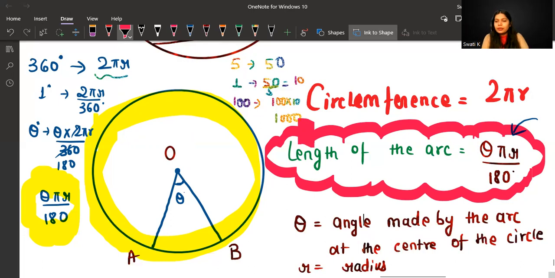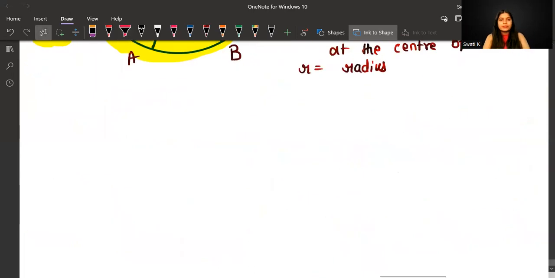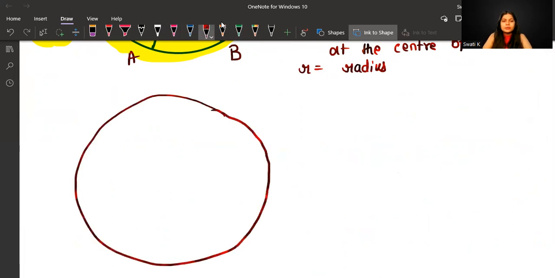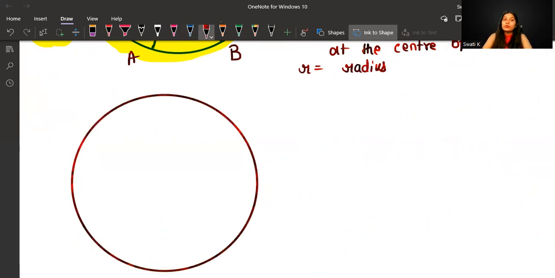So we have the length of the arc formula. Make sure you write it. You have the proof as well. Now, can I find out the area of the arc? Of course not. What is area? Area is the space occupied by a closed shape, right? But arc is not a closed shape. It is an open shape. In fact, it is just a curve, right? That is why we cannot find out the area.